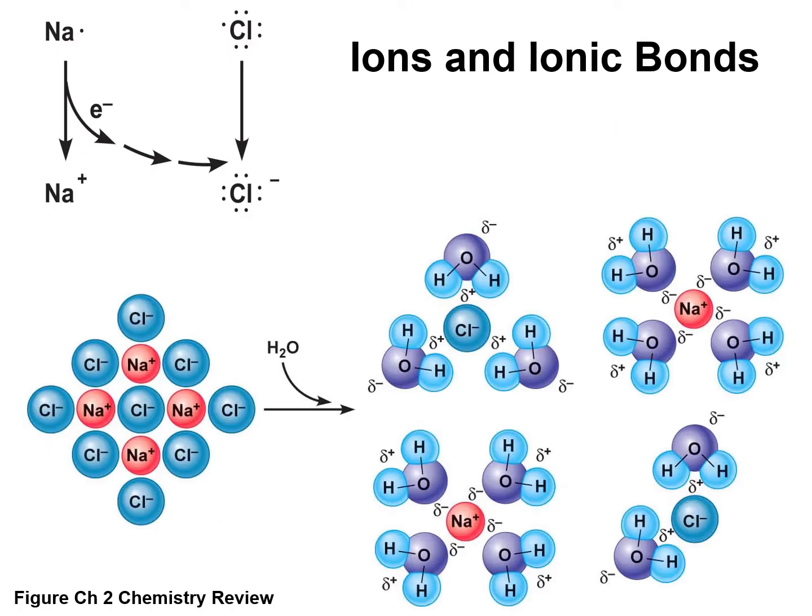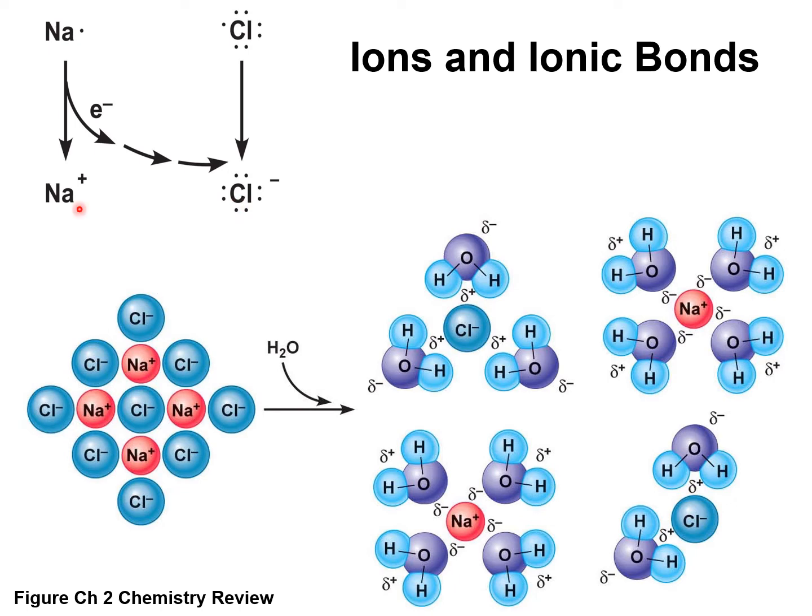Okay, so here are just some examples of ions and ionic bonds. Here we have a sodium atom up at the top, and it's going to lose an electron and become a positively charged cation, the sodium ion. And then here's a chlorine atom, and it's gained an electron from the sodium, and now it becomes an anion, has a negative charge, and now it's a chloride ion.